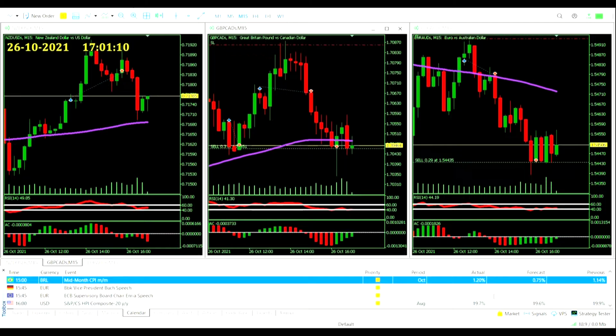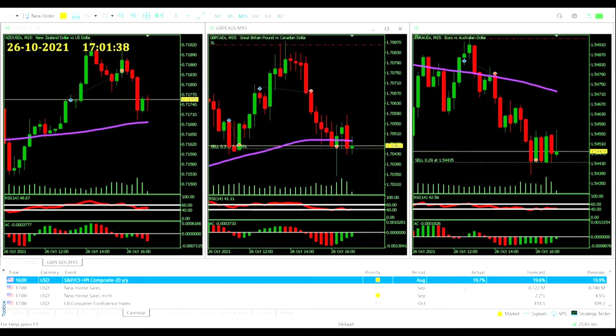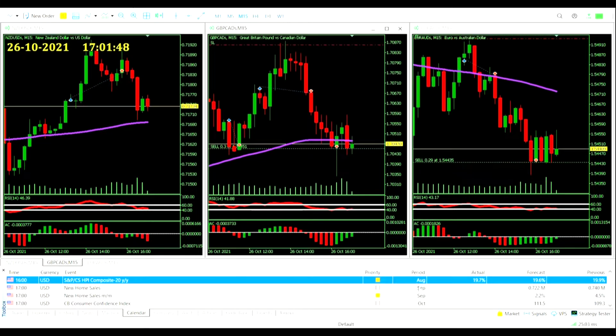4 o'clock, that house price index Composite 20 year on year. It's pretty much as forecast, 19.7% versus 19.6% the forecast and 19.9% previous. These are, well, yeah, they're good figures for anyone that owns a house, obviously. Pretty poor figures for all the young folk out there that want to get on the market. Seeing these kind of rises is very disappointing for people like that. Unless, of course, your wages went up by that amount in the same year. Doesn't seem probable.